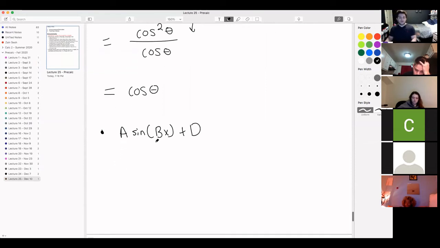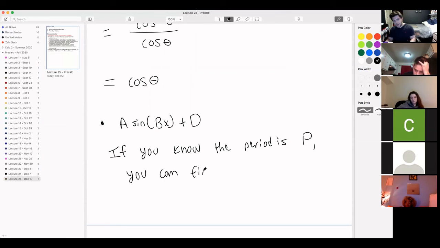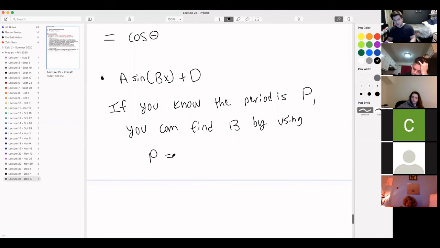Okay, now if you want to find b, here's the thing. Firstly, if you know the period is capital P, you can find B by using this formula. We know that the period is always equal to 2 pi divided by capital B.